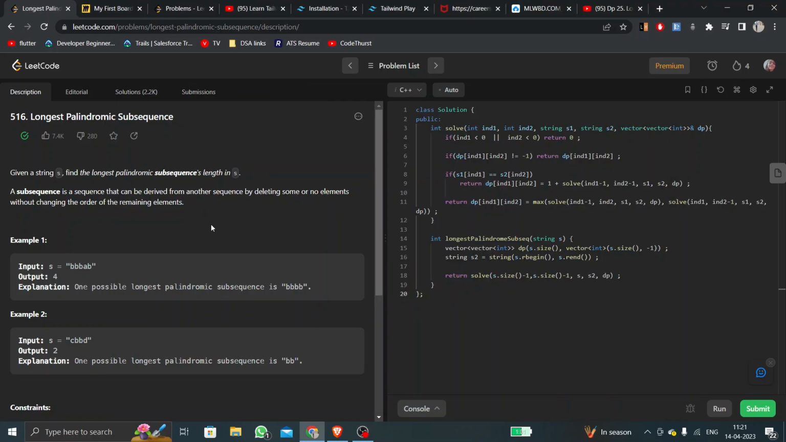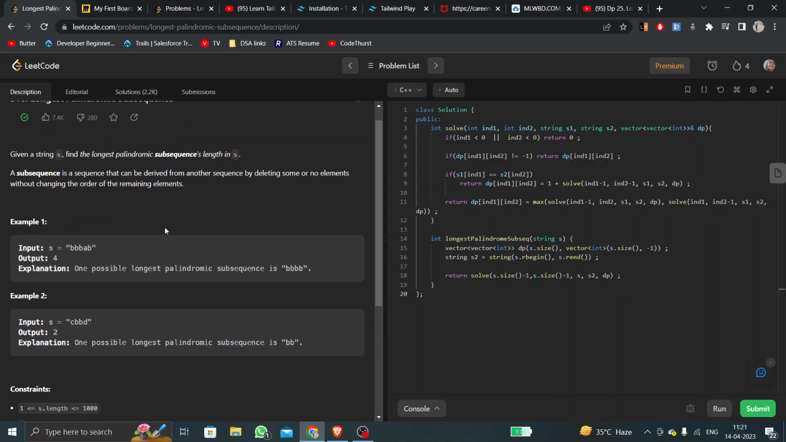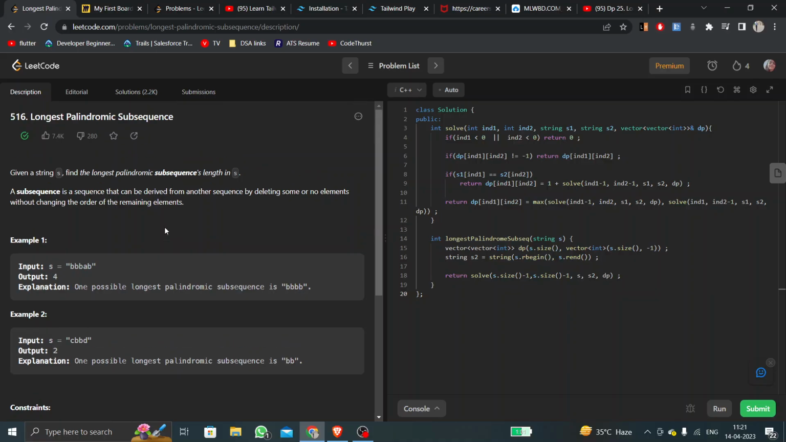Today's Leetcode question is longest palindromic subsequence, which is question number 516. In this question we are given a string and we have to tell the longest palindromic subsequence. So here are a few things to understand. First of all, you must have a good understanding of recursion to solve this question.